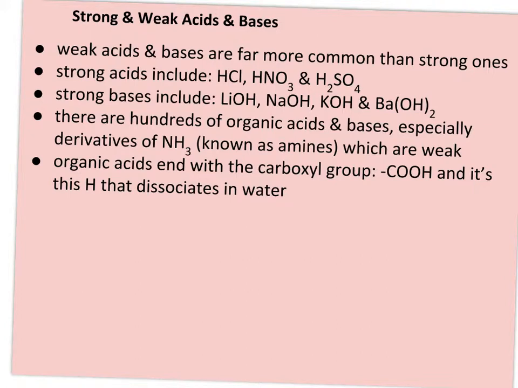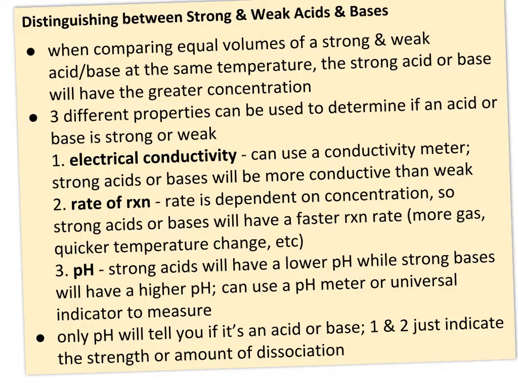The most common ones that IB will use as their examples is, for the bases, they'll use derivatives of NH3, known as amines, and they're weak bases that pick up a hydrogen and leave behind an OH minus. They take a hydrogen from water and leave behind the OH minus, making them a weak base. And then the organic acids end in COOH, that's a carboxylic acid group. And the hydrogen from the end of that, from the OH group, breaks off and dissociates in water. Those are the weak acids you'll be expected to recognize.